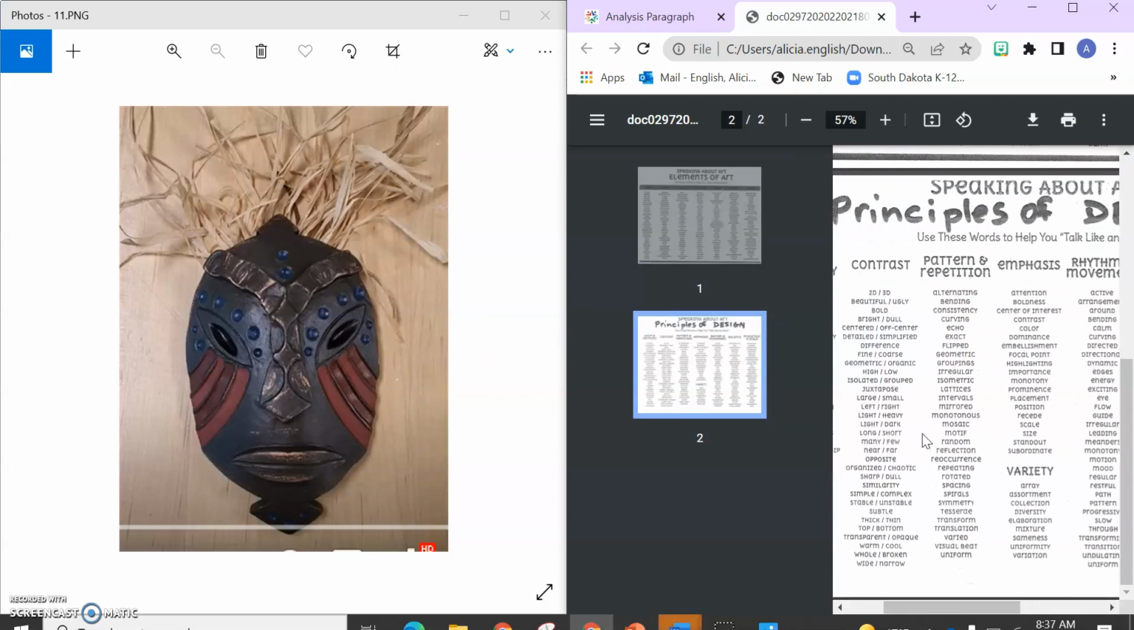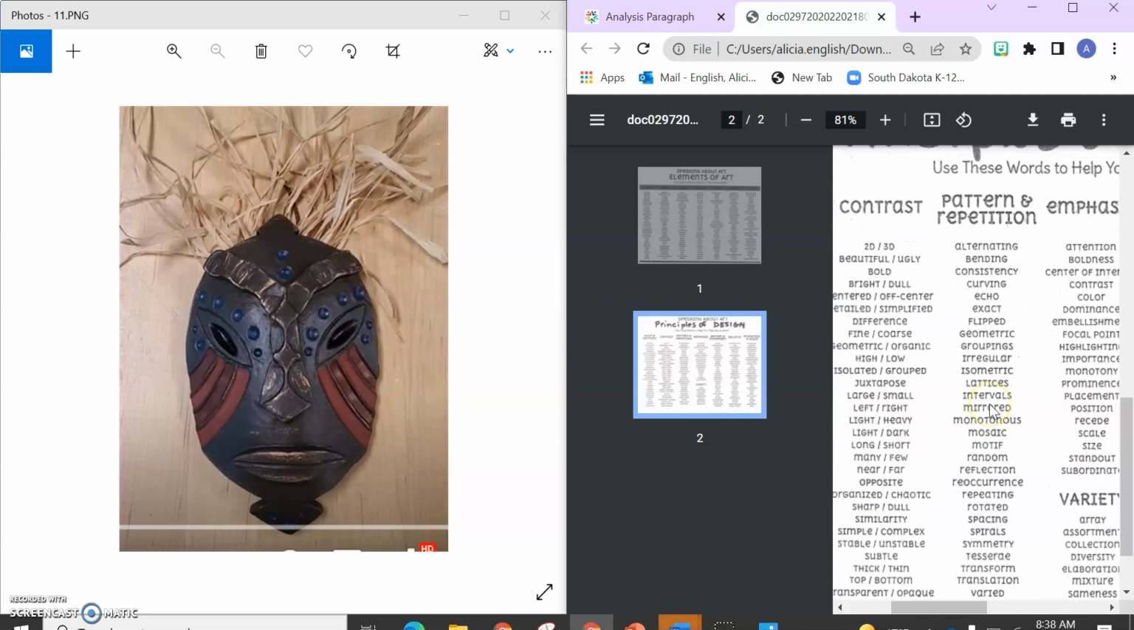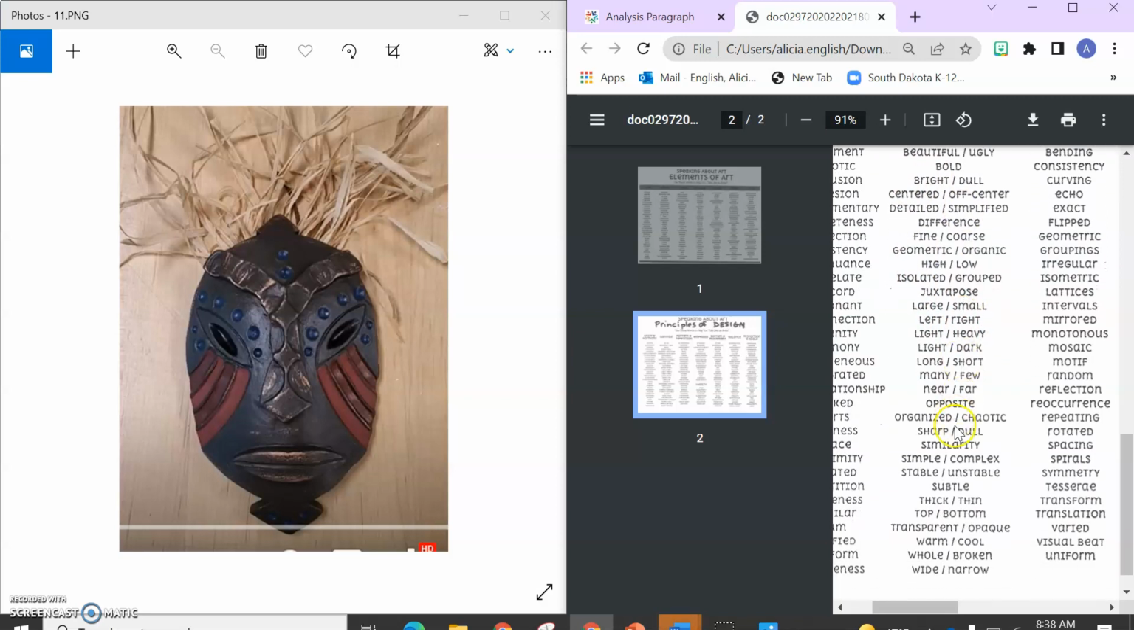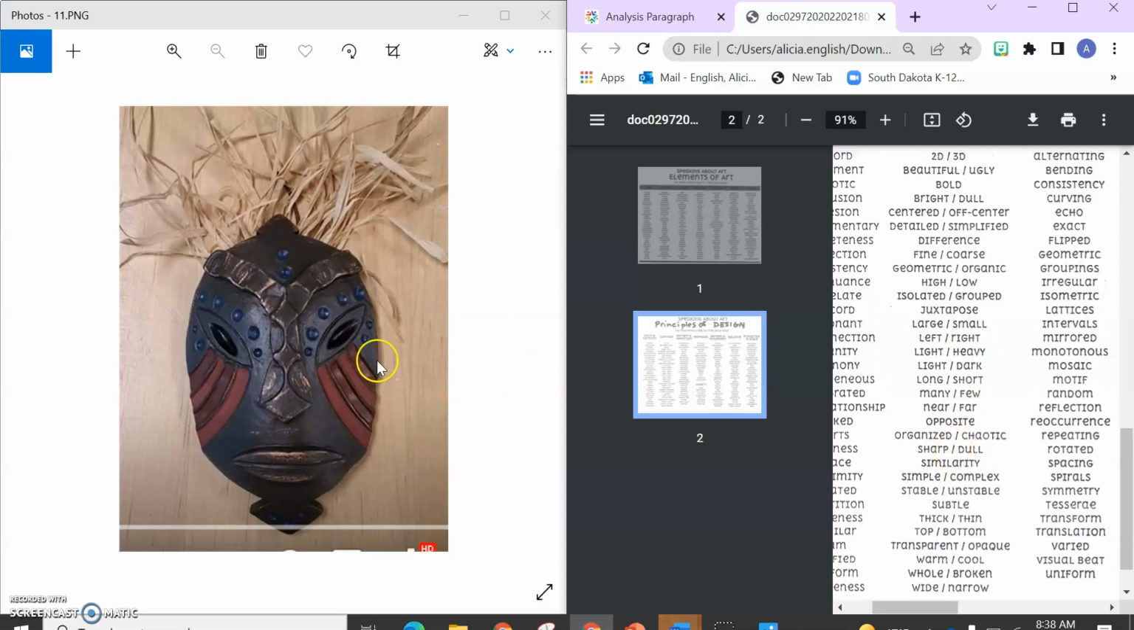So I want you to use a reference sheet to talk about contrast, and it gives really good examples over here, large versus small. So contrast is putting something that is different next to each other. So when we're looking at contrast, is it sharp versus dull? Do we have a simple area versus a complex area? So I can talk about my texture and say that there's a big contrast in the surface of the face compared to the mixed media in the raffia. There's contrast in the lines that are carved in versus the top flat surface.